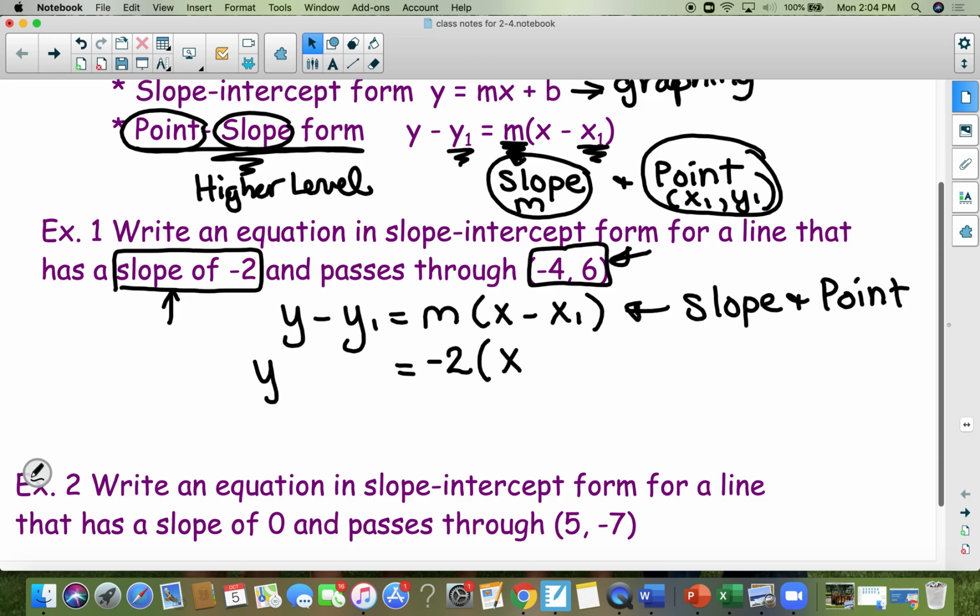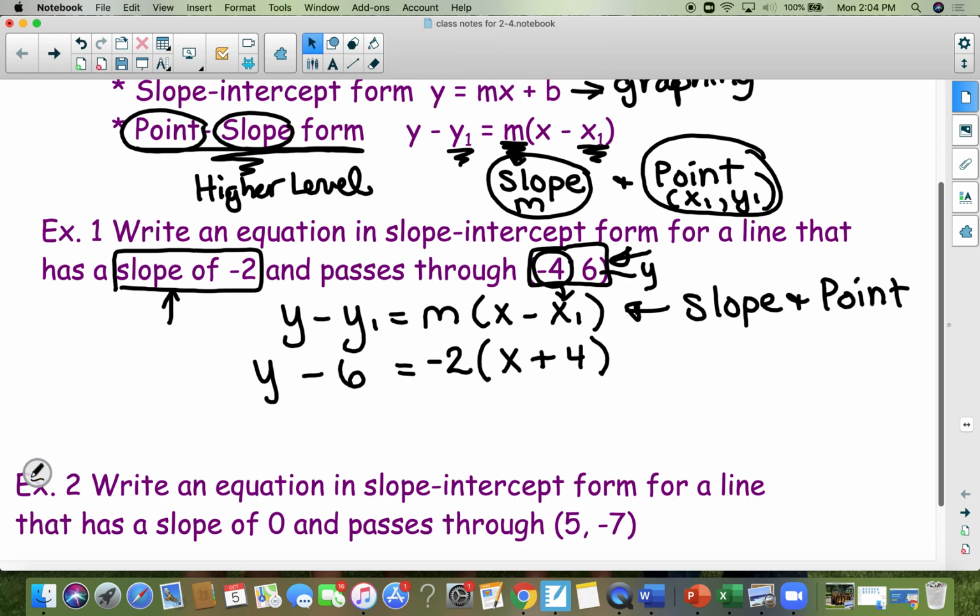Where do you put the -4 and the 6? Well, the -4 stands for an x, so you're going to put that right in there, but you have a negative of a negative, which makes it a +4. The 6 stands for the y, so that's going to go for y1, which is y minus 6.